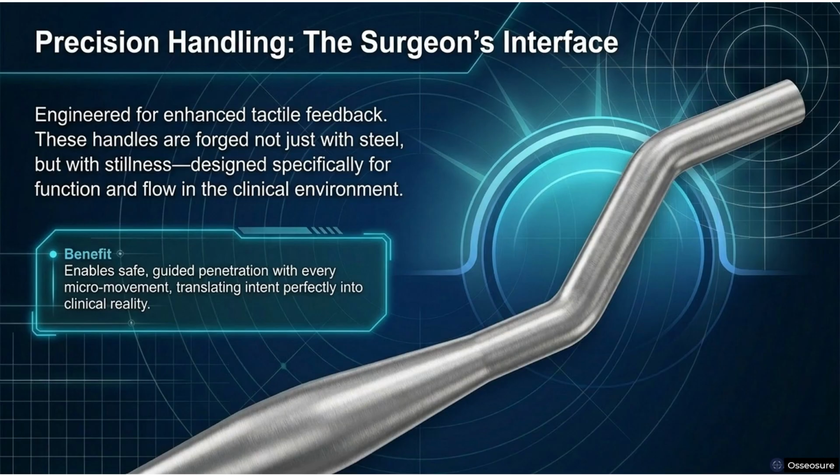OsseoSure offers three handle configurations: straight, angled, and extra offset. We do not recommend using extra offset handles manually because in manual use there is less control over the offset geometry. But extra offset handles are very effective when used mechanically, particularly in the posterior mandible and posterior maxilla where access is limited. These handles are engineered for tactile feedback and clinical flow, forged not just with steel but with stillness.